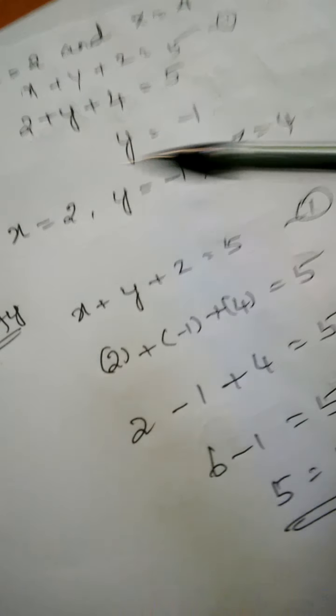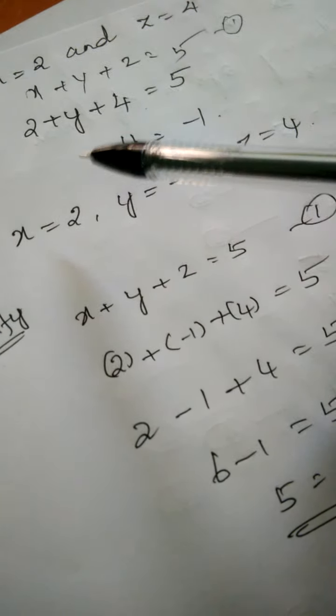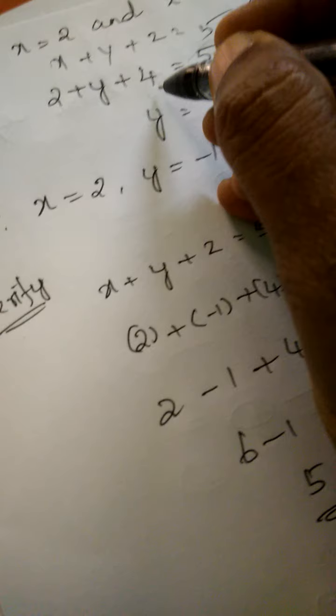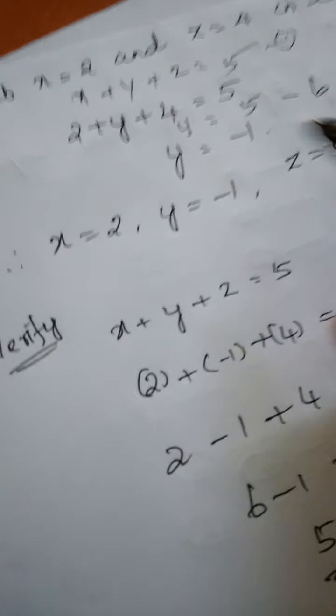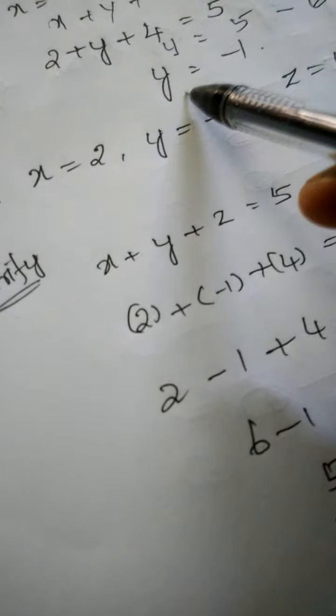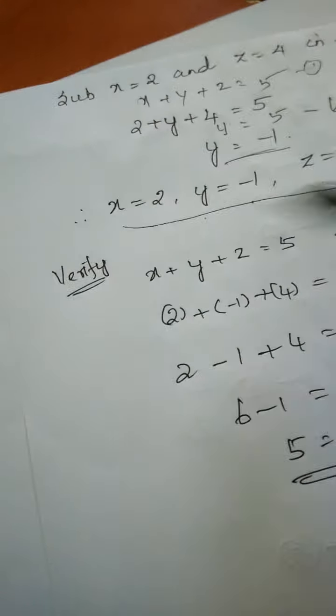How will you get that? y alone, keep it on the left hand side. 2 plus 4 equal to 6. 5 minus 6 equal to minus 1, isn't it? So y equal to 5 minus 6. How will you get this 6? 2 plus 4 equal to 6. So you will get the y value now, isn't it? So you have got 3 values: x equal to 2, y equal to minus 1, z equal to 4. These 3 values are the important values for this problem. Okay, now you got it.